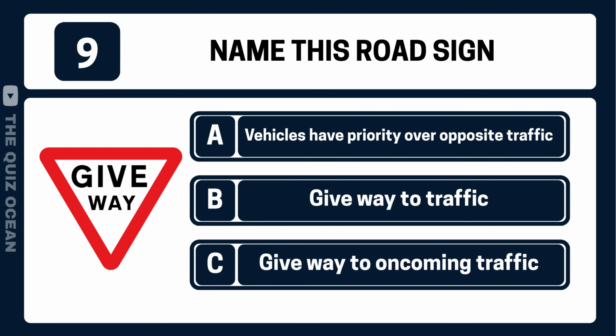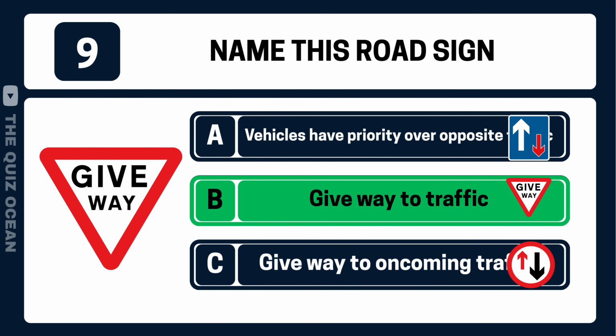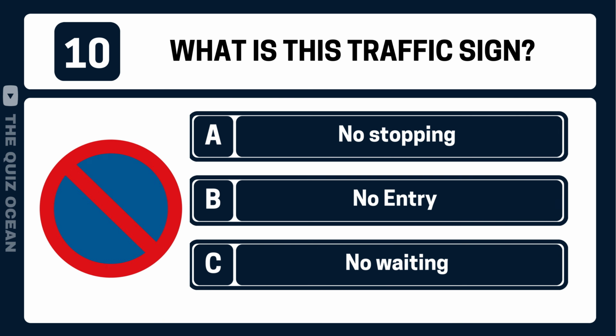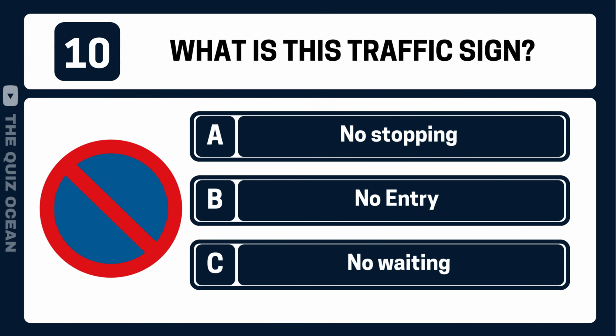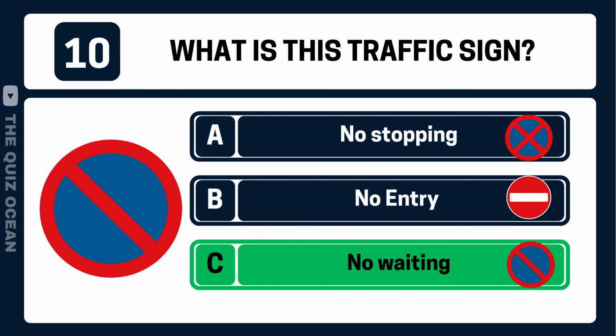Name this road sign. Exactly. This is the give way to traffic sign. What is this traffic sign? Excellent. This sign indicates that waiting is not permitted at any time.